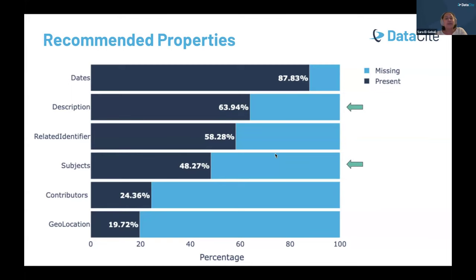On a positive note, we see strong completeness in subject and description, despite them not being mandatory. And this is particularly important because these two fields have a key role in enhancing the discoverability and reusability of the resources. So comprehensive annotation here allows research to be found and reused across different contexts.